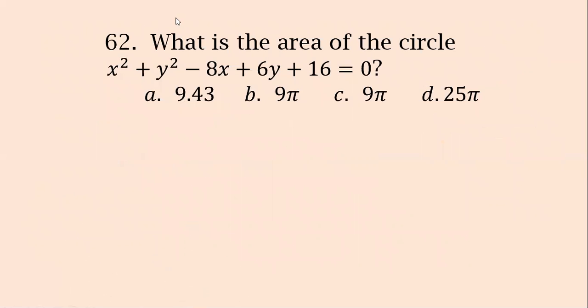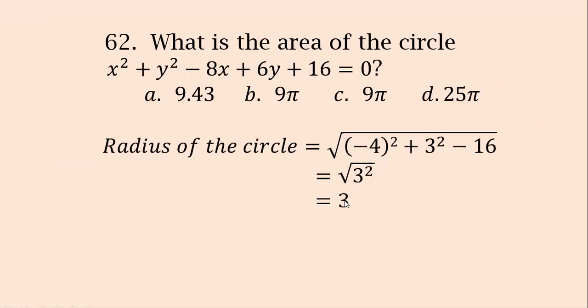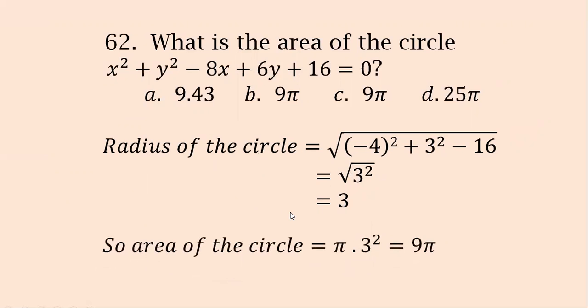Last question. What is the area of the circle? This. So to get the area of a circle, we need radius. So from this circle, we find out the radius. Radius is equal to square root of 4 square minus 4 square plus 3 square minus 16. This is radius, 16, 16 cancel, and 3 square root 3. So this is radius. So what is the area? Pi 3 square. That is 9 pi.